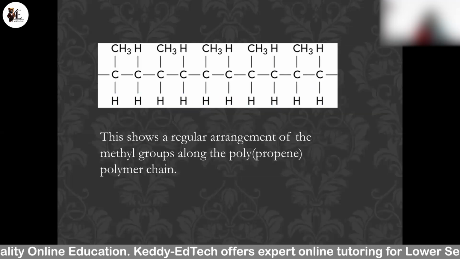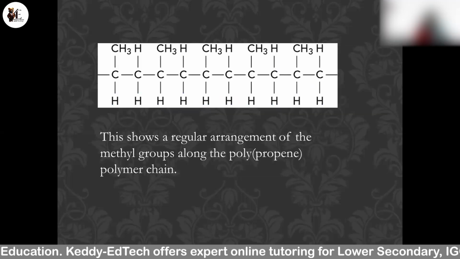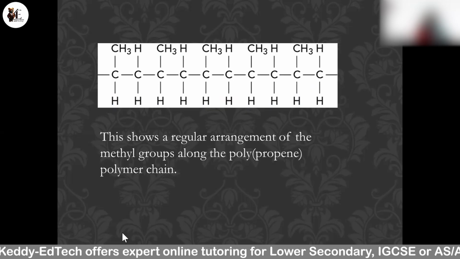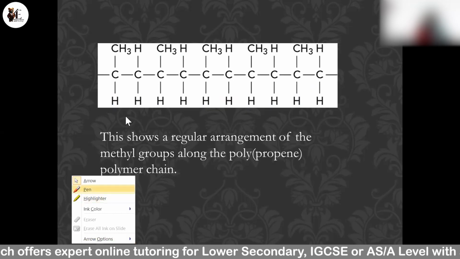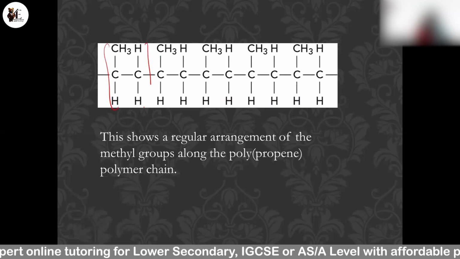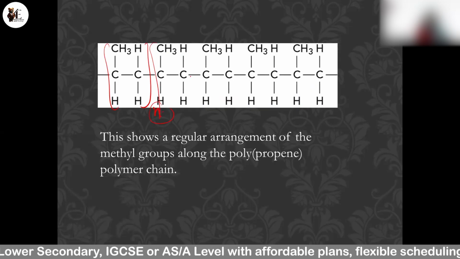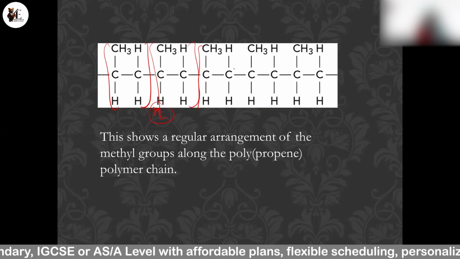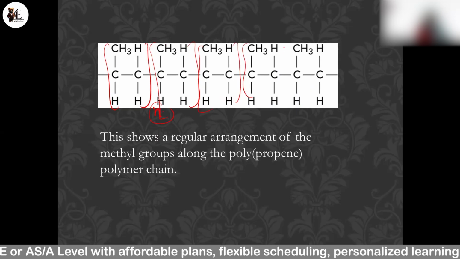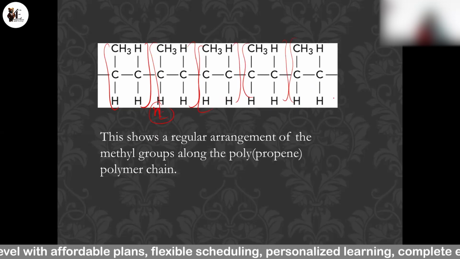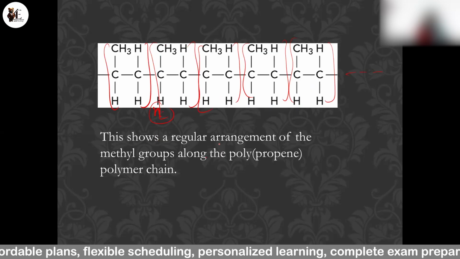So this shows the regular arrangement of the methyl groups along the polypropylene polymer chain. That means you are making it like this, N. So this is your repeating unit. Again, this unit is repeating, again this unit is repeating, then again this unit is repeating. So it is just showing how the units are repeating many times.